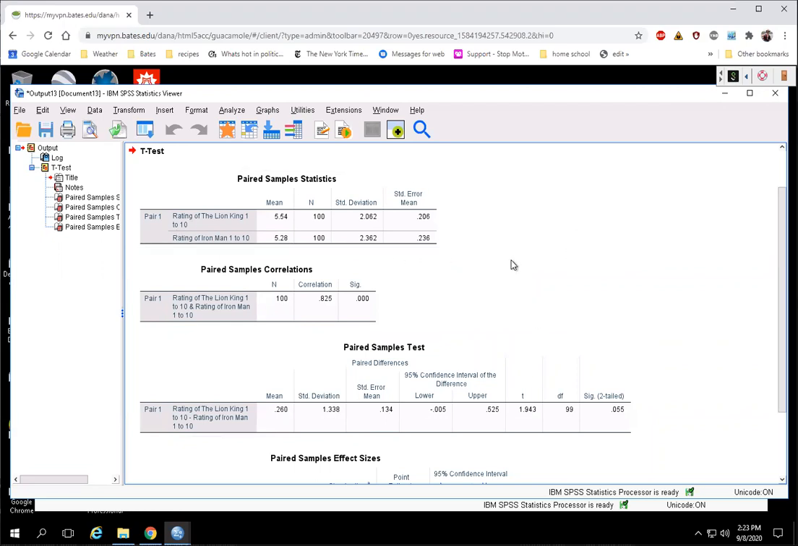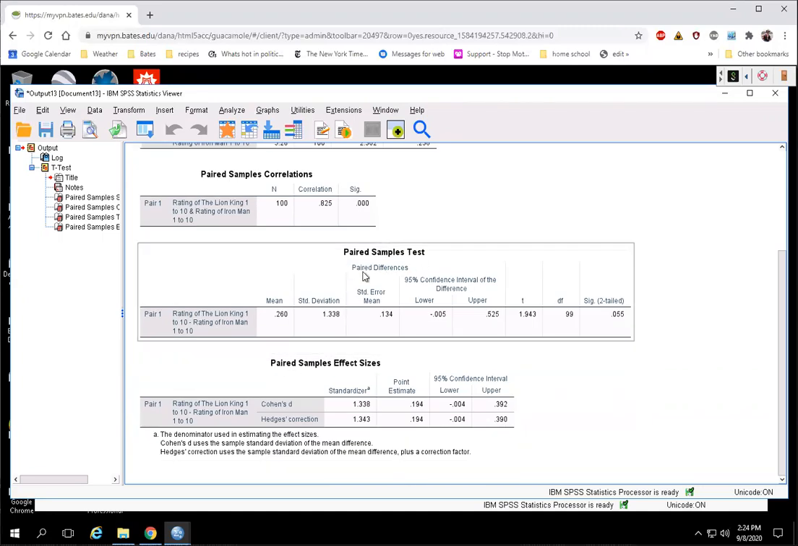The first table here is just our descriptives for each of these two movies. What is the average rating? Looks like Lion King is a little bit higher than Iron Man. And we had 100 ratings for each because our 100 people rated both movies. Standard deviations for both of those samples. This next table does a correlation analysis, which we haven't covered yet this semester, but we will. It shows that there's actually a very high correlation. People who liked one movie also gave a pretty high rating to the other movie. And people who gave it a low rating tended to give it a low rating for both movies.